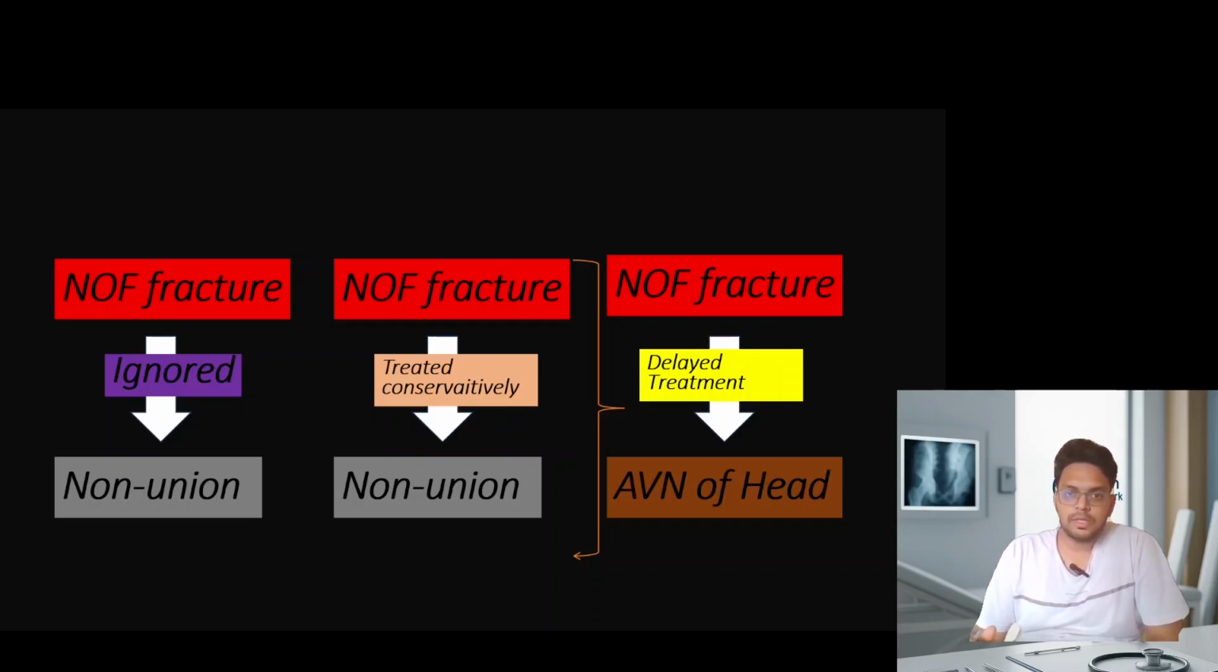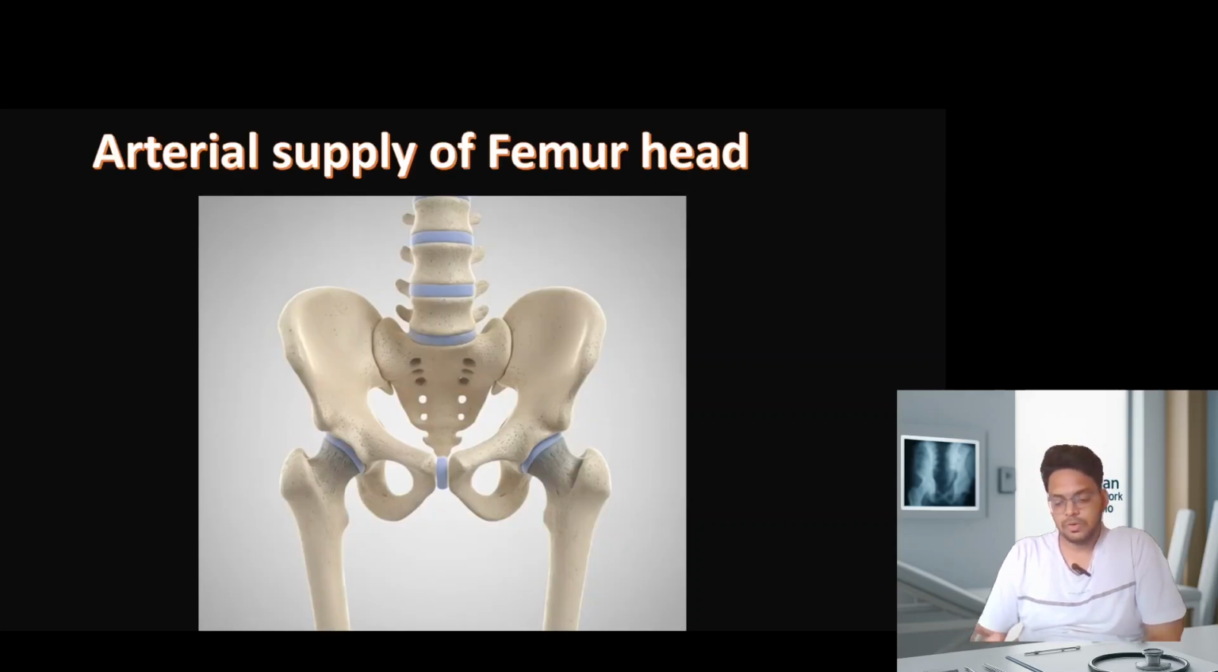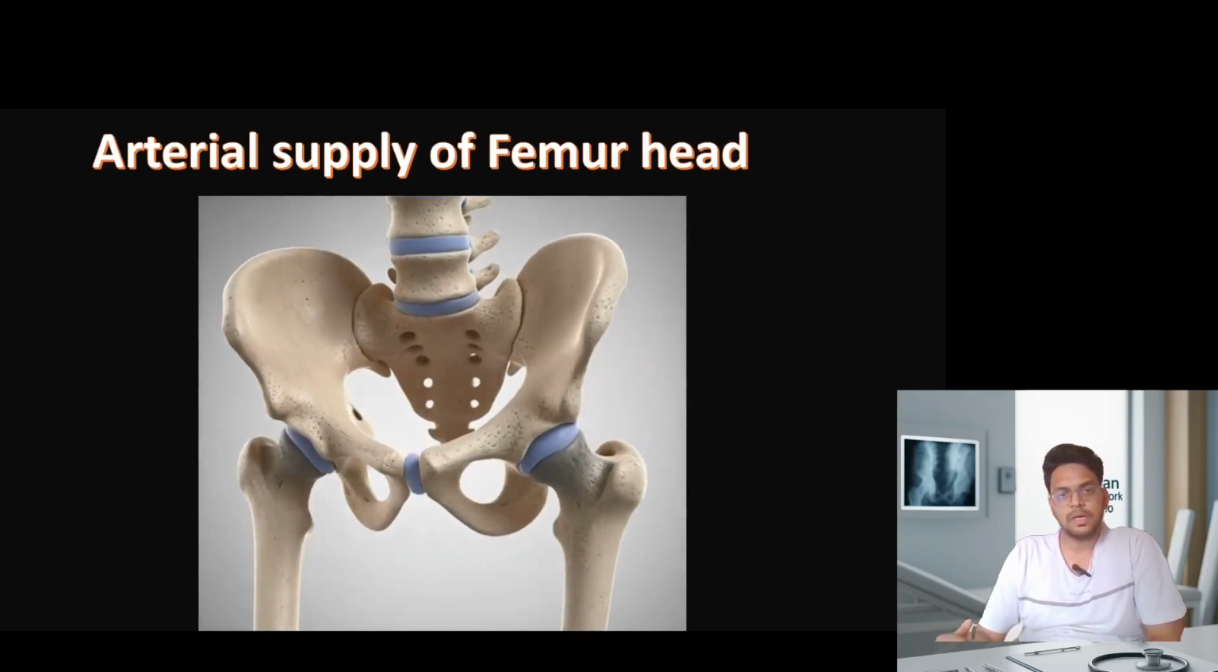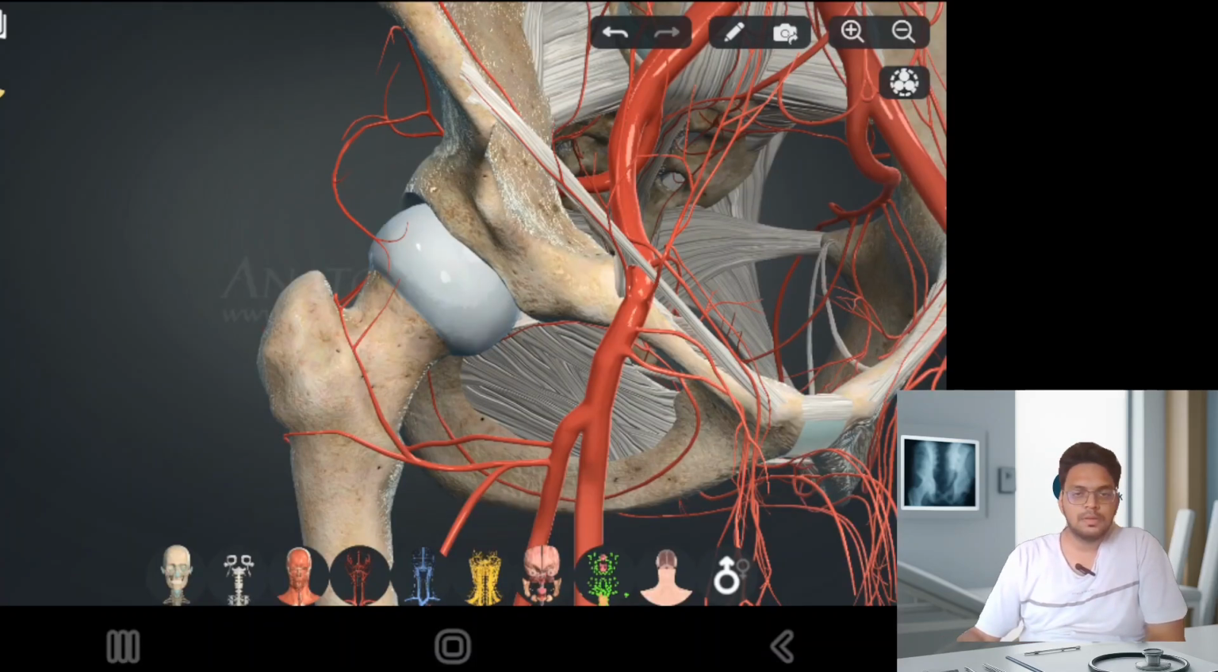For knowing this, we have to go back to the basic anatomy of our femur's head, that is the femur's peculiar blood supply. To know why AVN is seen in femur neck fracture, we need to get back to the anatomy. So let's zoom into our femur neck region. As you can see, this is our femoral area and its arterial supply.